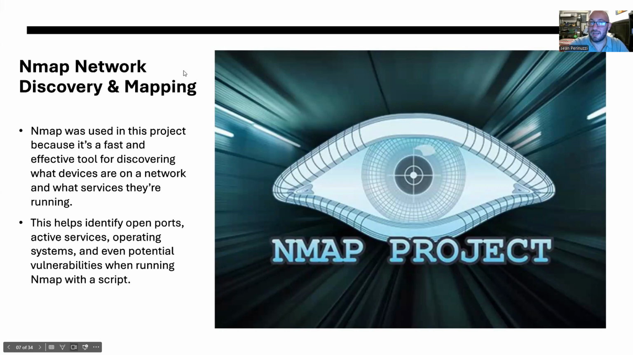The second tool we used was Nmap. This allowed us to take a deep dive into each of the IPs that we had recovered from the reconnaissance phase to look for open ports and services on those ports.